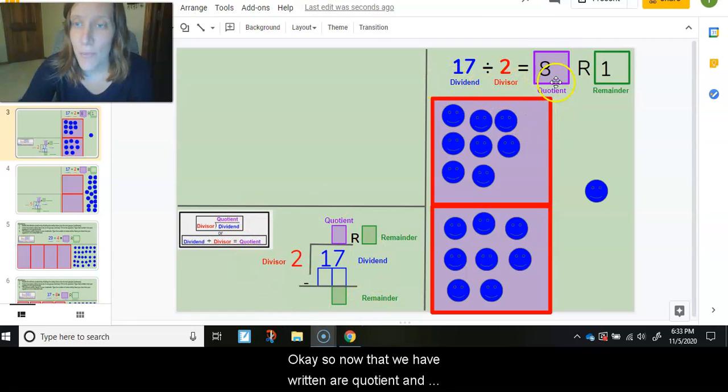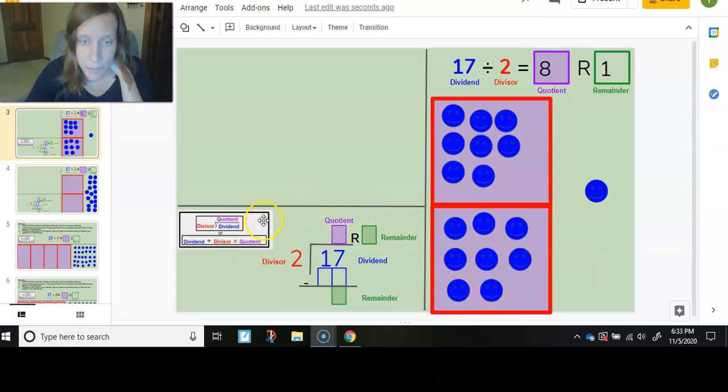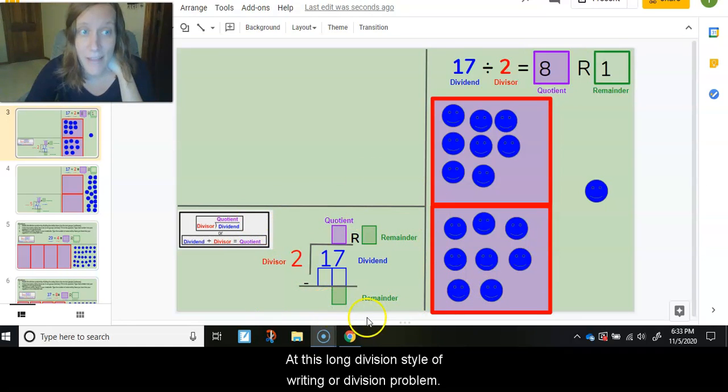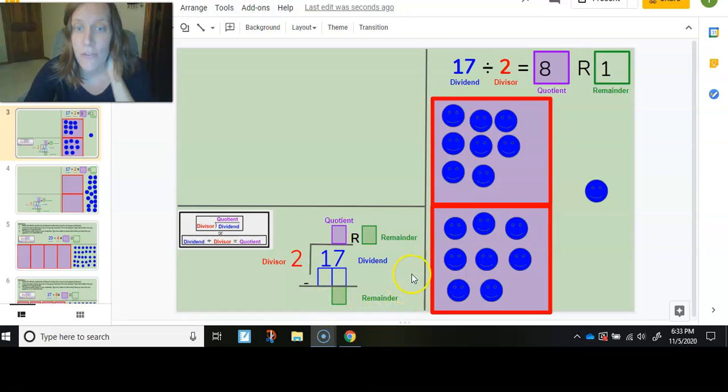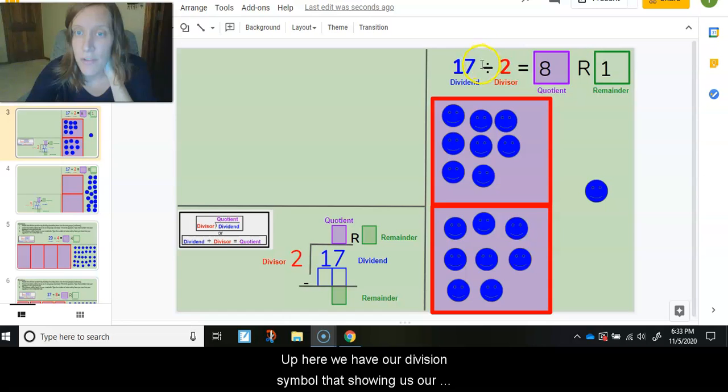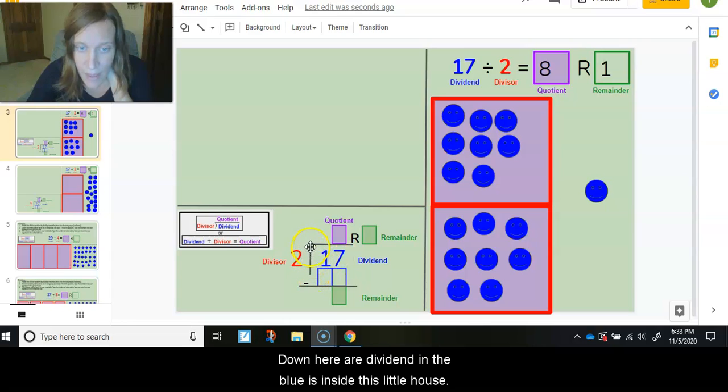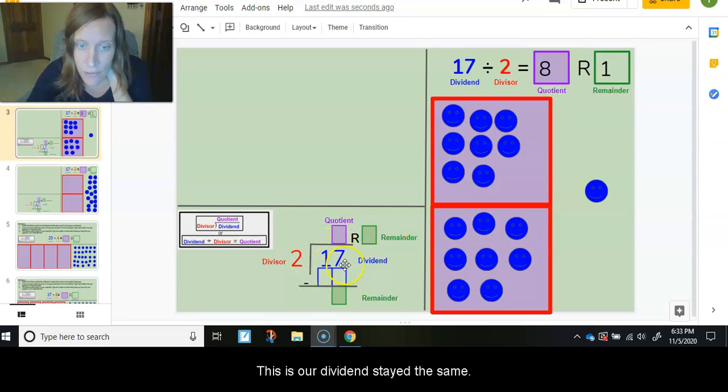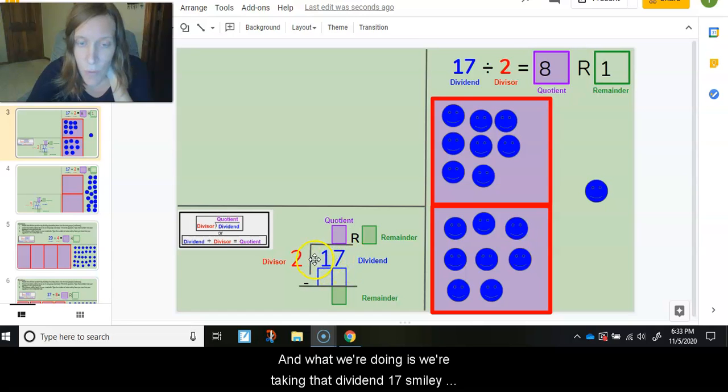Okay, so now that we have written our quotient and our remainder up here and we have modeled how to do our division problem using our smiley faces and boxes, we're going to look down here at this long division style of writing our division problems. So up here, we have our division symbol that's showing us our dividend of 17 divided by our divisor 2. 17 split into two groups. Down here, our dividend in the blue is inside this little house. So this is our dividend, it stayed the same.